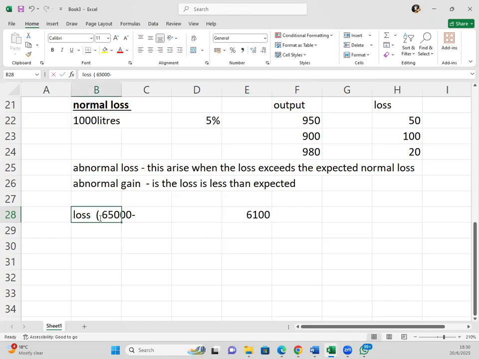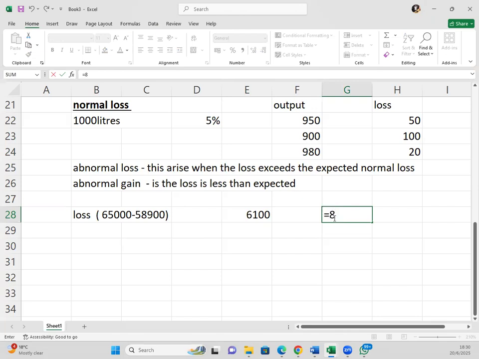So how did you get 6.1? It was 65,000 minus 58,900, okay. So the actual loss is 6.1. But remember, our normal loss is 8% of input. So our normal loss was supposed to be 8% of 65,000. So you were expecting to lose 5.2, but you lost 6.1. Is that normal? It's an abnormal loss. So the first case is an abnormal loss.